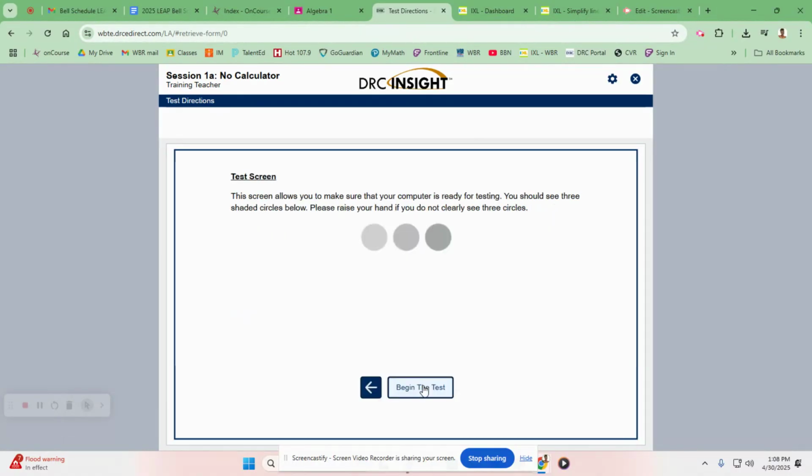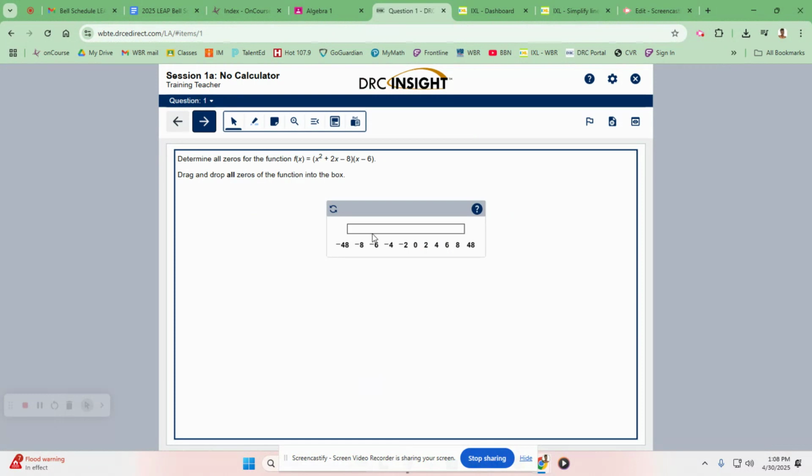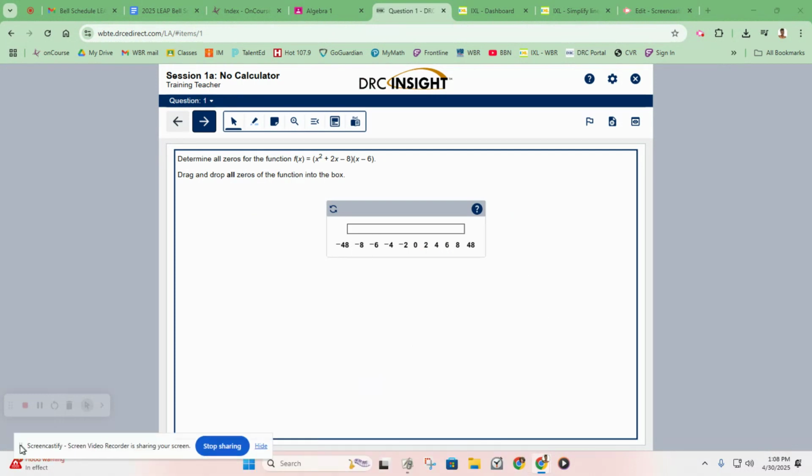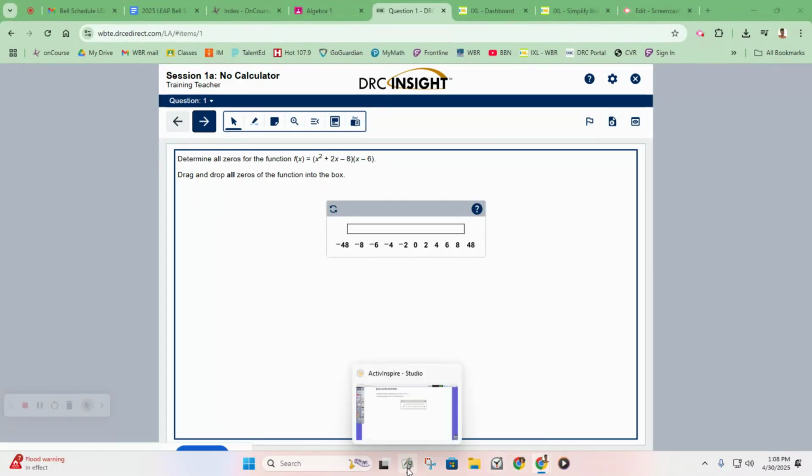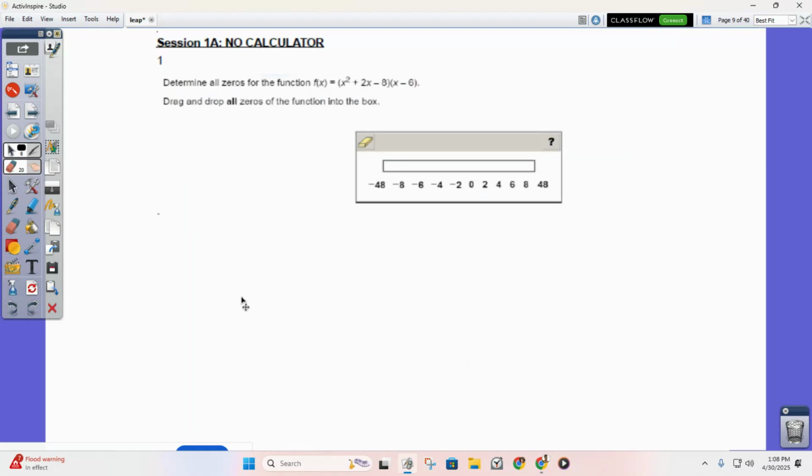When you click sign in, just click through all of this and go to session 1A. Because I'm trying to record this video and I need to be able to write on the screen, I'm going to be flipping back and forth between the flip chart and the online test to enter it on the online test. But question number 1 says determine all zeros for the function, and it gives us 2 factors.